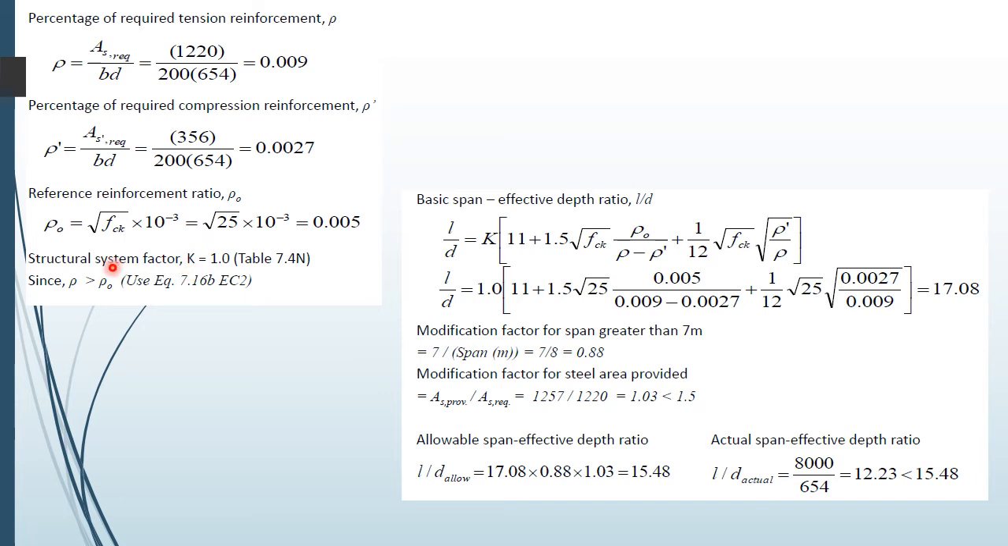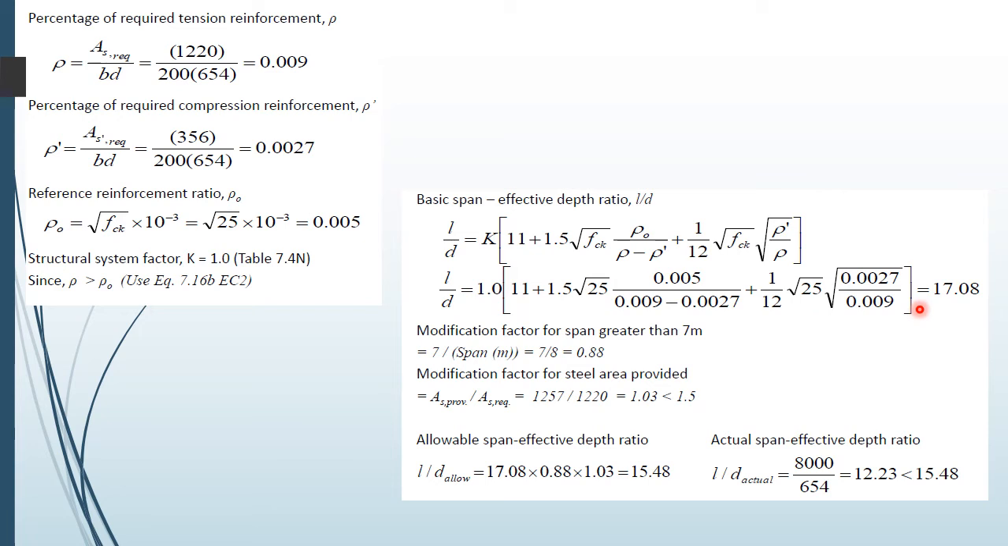For K, the structural system factor for a simply supported beam, by referring to table 7.4, it is 1. We compare the value of rho and rho O. Since rho is more than rho O, we use equation 7.16b. We key in all the data into this formula. We will get L over D as 17.06.